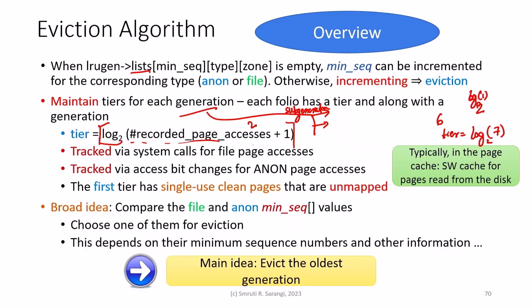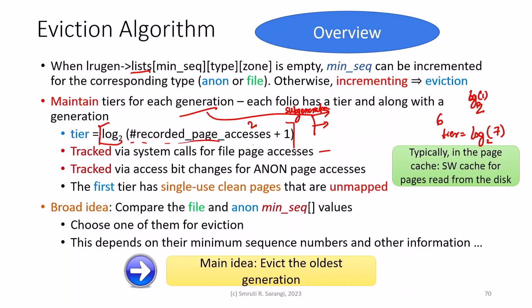So then what happens? Every page or folio has a generation, and you are also recording how many times you have seen it to be accessed using our mechanism. A log of that number plus 1 is its tier. And what I want to do is that, so these things I'm tracking. Number of accesses is easy to track.